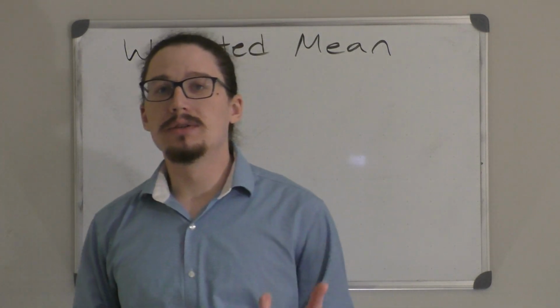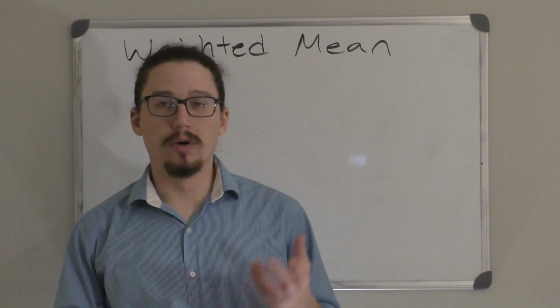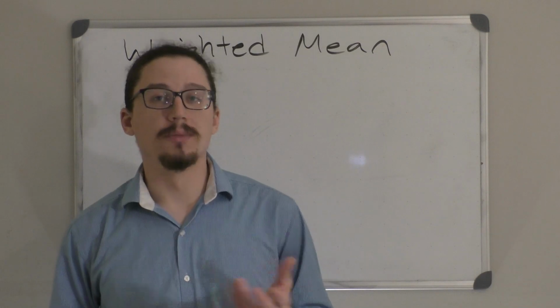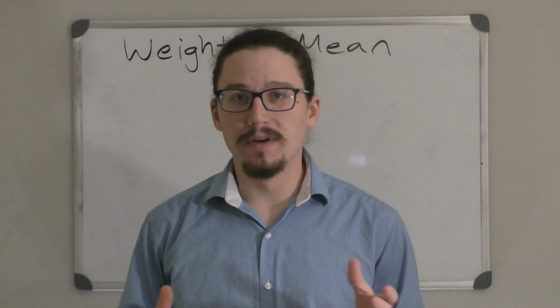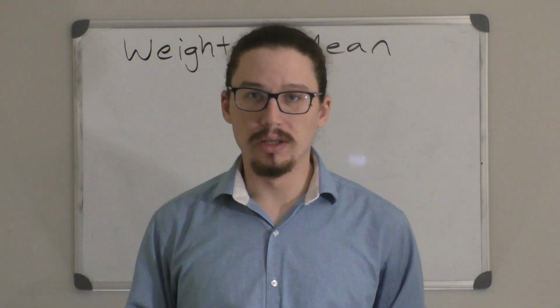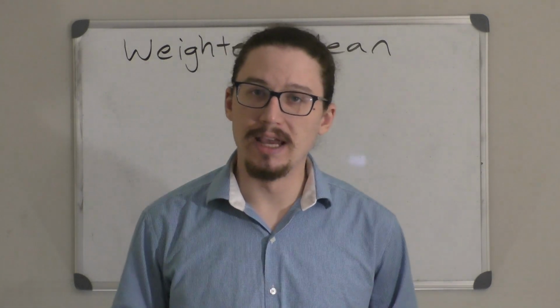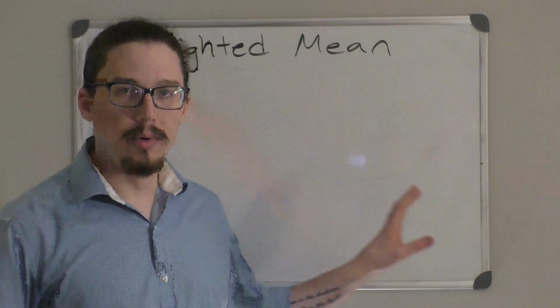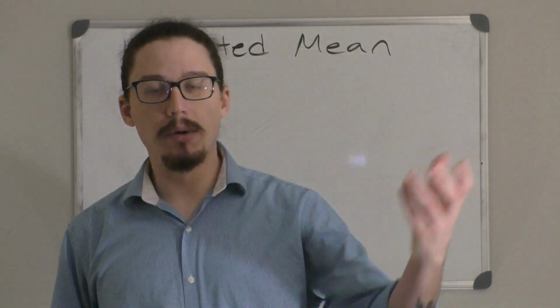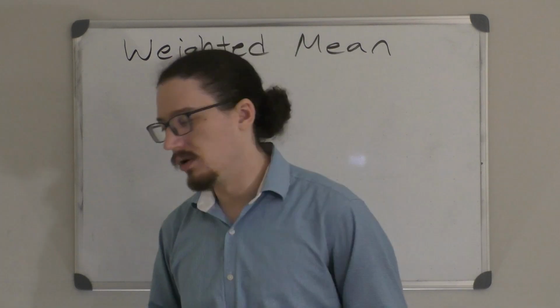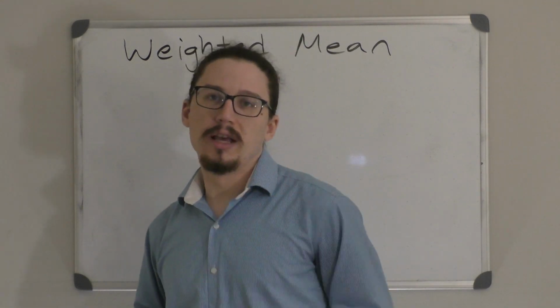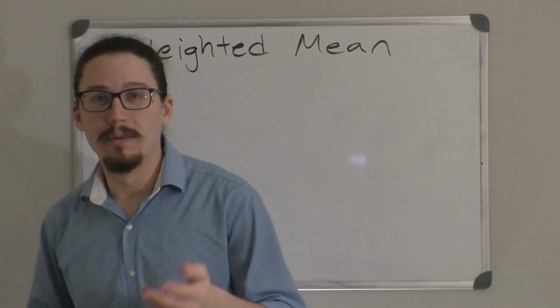So what the weighted mean does that the arithmetic mean does not is that it allows us to put different weights on our observations. With an arithmetic mean, all observations are weighted equally. They all count the same towards the end goal. But with a weighted mean, we can make some observations more important than others.